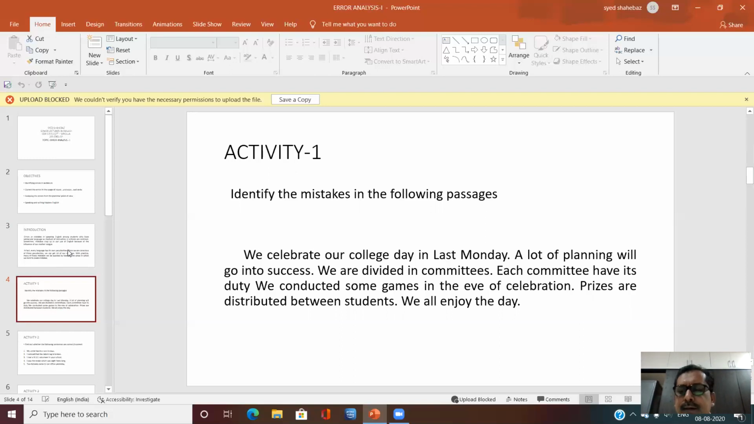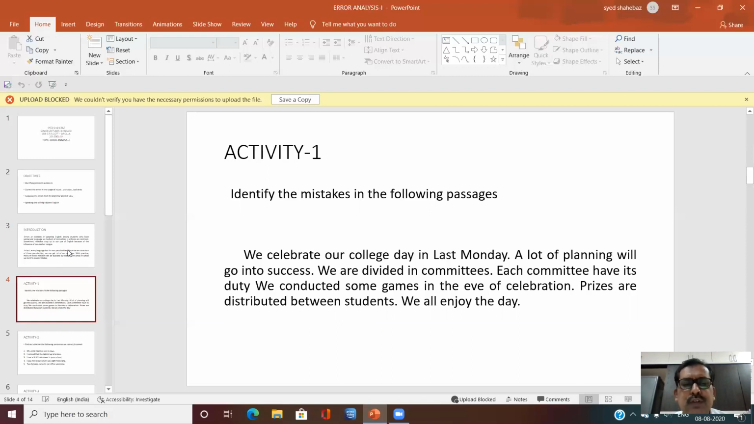A lot of planning went into its success. Not will go, but went. We are going to remove this will go because the incident has already happened and we are reporting in the past tense. A lot of planning went into its success. We were divided into committees. We are divided in committees, not right. We were divided into committees.